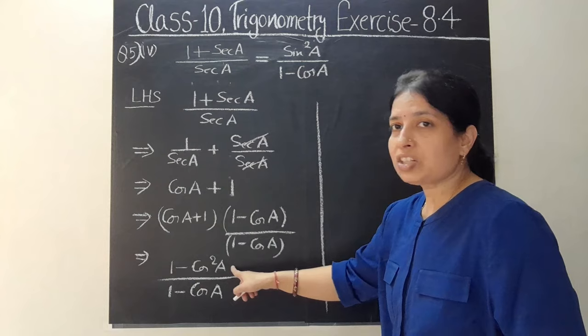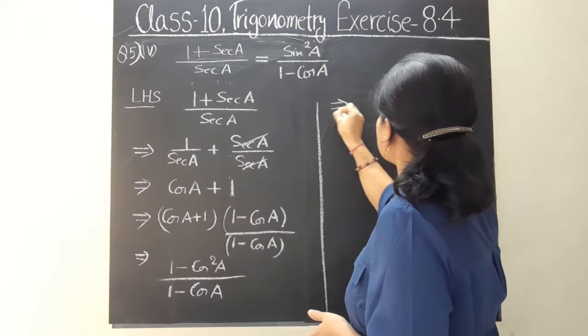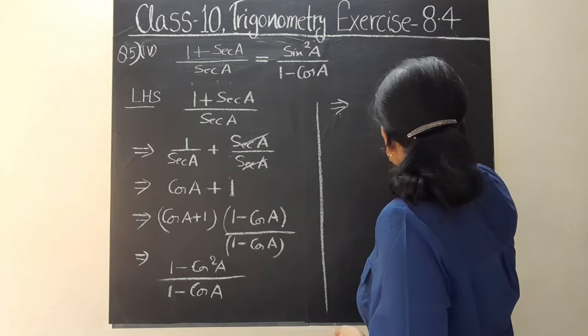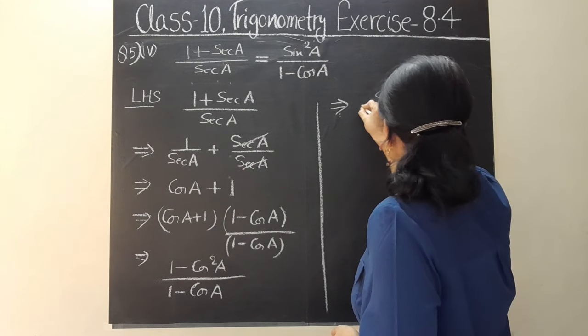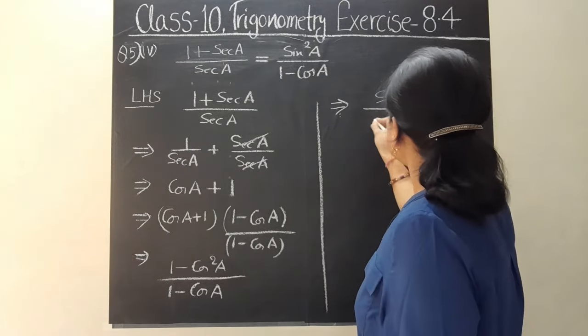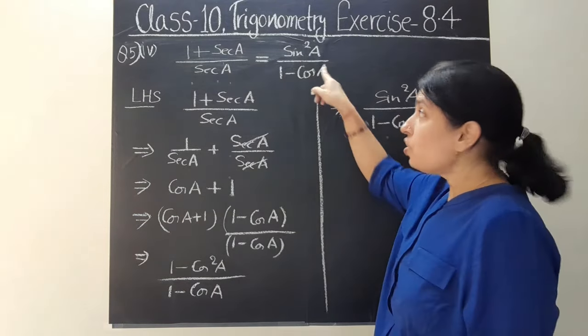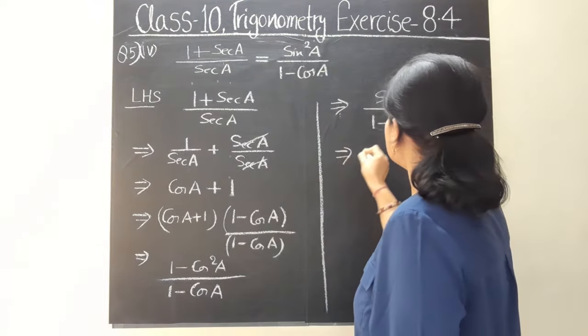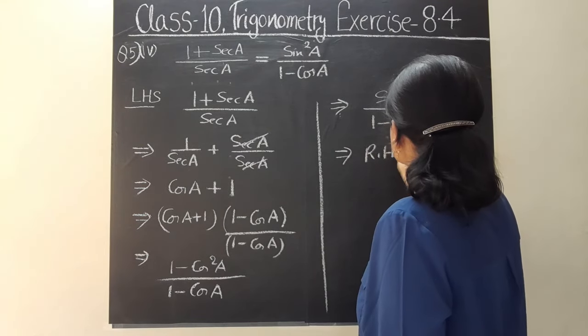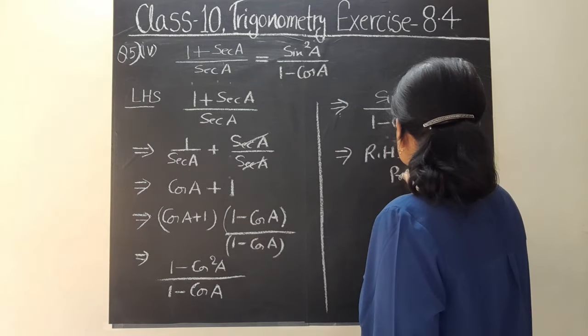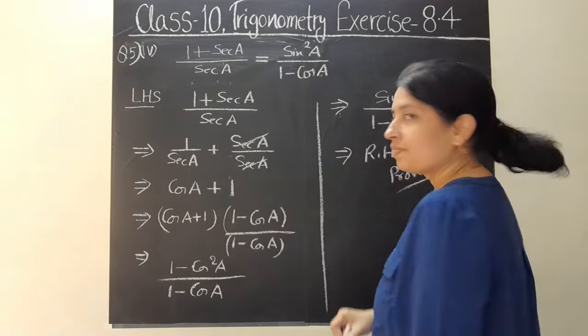So 1 minus cos square a की जगह पे हम लिखेंगे sin square a. Okay, so sin square a divided by (1 minus cos a). This one is your RHS. So write here RHS. So this is proof.